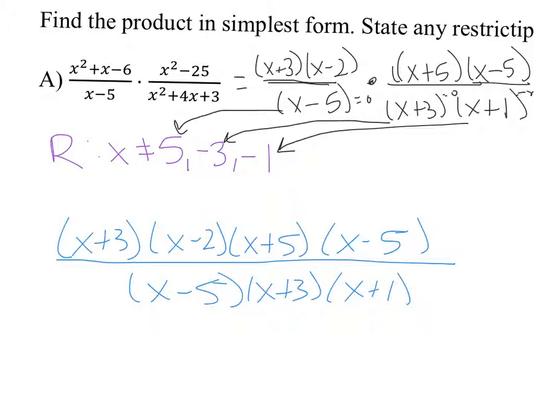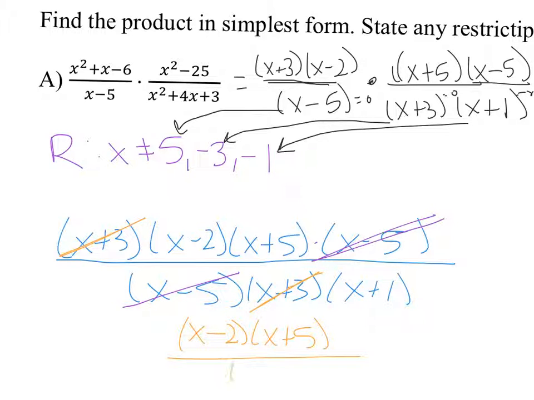Not yet, actually. So now I look, where can I simplify? This can simplify this because, again, in between they're all multiplying, so I can simplify those. Anything else that's the same? Well, this one is the same as this one, so those two cancel. I can't cancel anything else, so what I'm left with is x minus 2 times x plus 5, and you do not have to FOIL, over x plus 1.